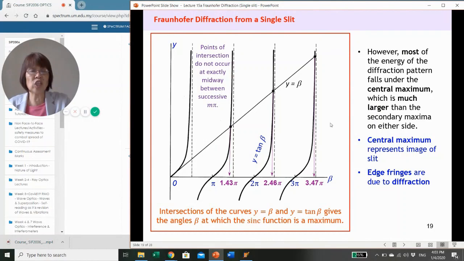However, most of the energy of the diffraction pattern actually falls under the central maximum, which is way much larger than the secondary maxima on the right or left side. In other words, we can say that the central maximum represents the image of the slit, whereas the edge fringes are actually due to diffraction.